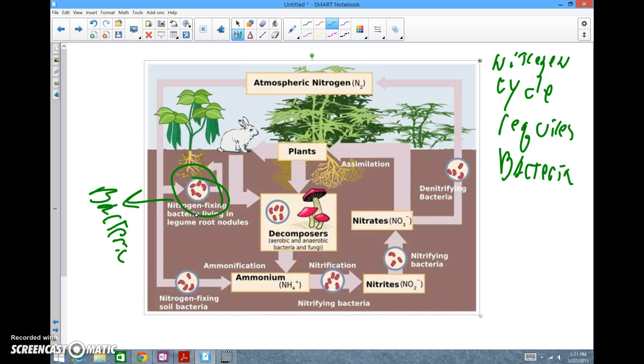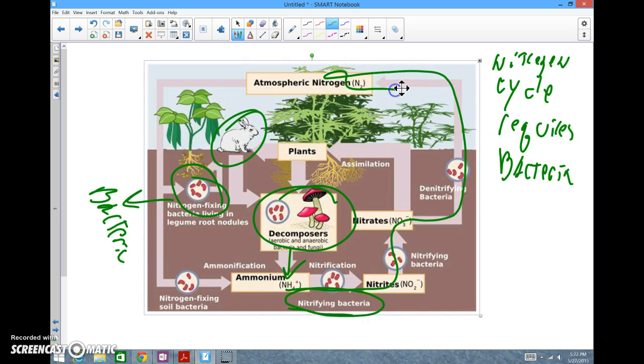Then what happens is, animals like Mr. Bunny over here who eat the plants get the nitrogen that they require. And then when they die, when the plants die, you have bacteria and fungi here that are decomposing it, and they turn that nitrogen into ammonia. And then what you have here is what's called nitrifying bacteria, which take that ammonia and eventually turn it into atmospheric nitrogen. So basically you have bacteria and some fungi that are necessary to allow the nitrogen cycle to actually function the way that it's supposed to.